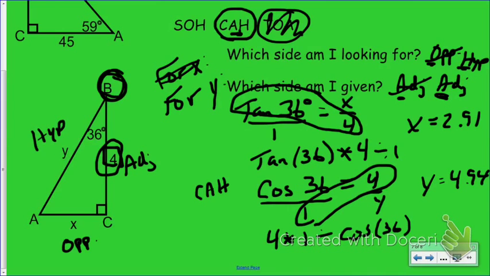Which makes sense because remember that's going to be the longest side, and I've got one side that's 4 and one side that's 2.91 for the two legs, so it makes sense that the hypotenuse would be a little longer than that. Okay, so we've got two more to do.